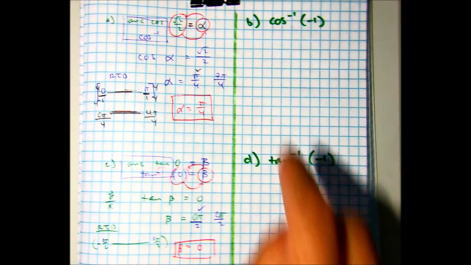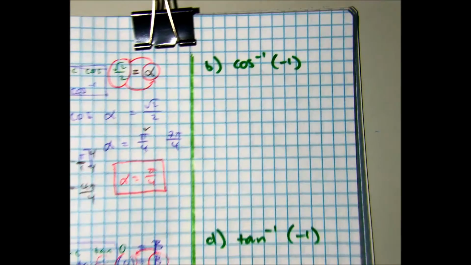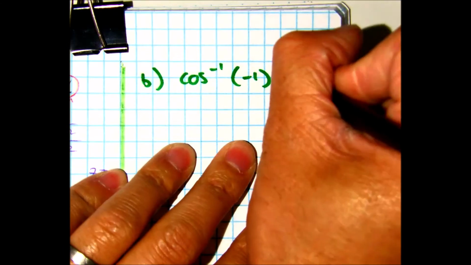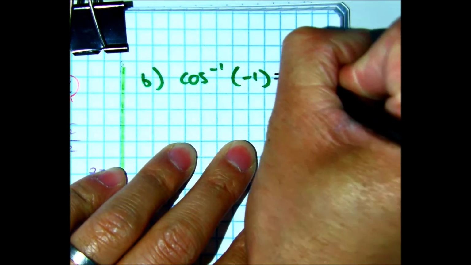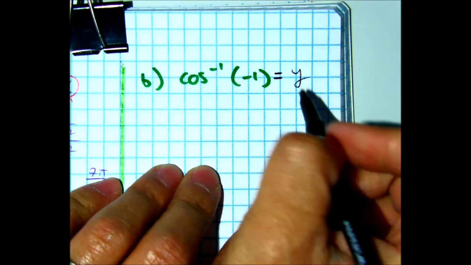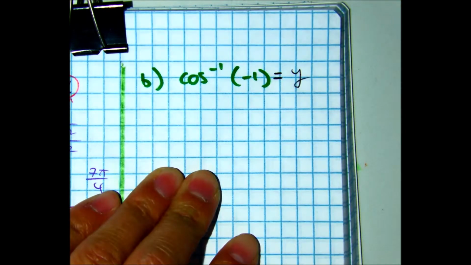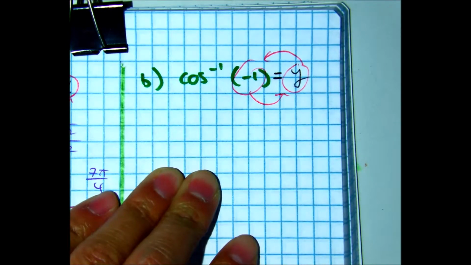Alright, Shiv. B or D? Alright, let's go over B. What do you do first? What letter? Why? Use a Greek letter. Okay, what do you do next? Tell me how to write.